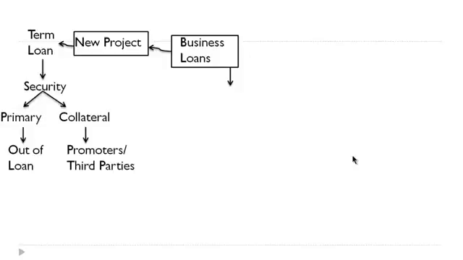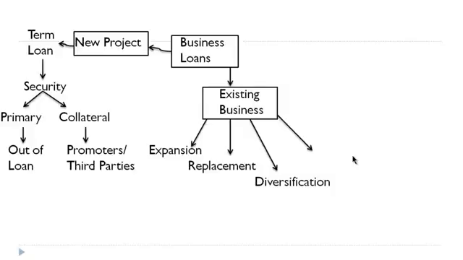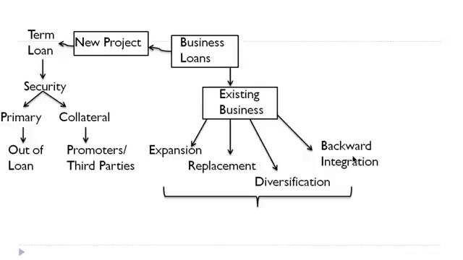And for existing business also, term loans can be provided. It can be for expansion purpose, I mean you add your capacity, or it can be for replacement. I mean you are going to purchase new machinery instead of the old one, or you get into a diversifying activity, or it can be even backward integration or forward integration. So term loans would be available for existing business for all these kinds of activities also.